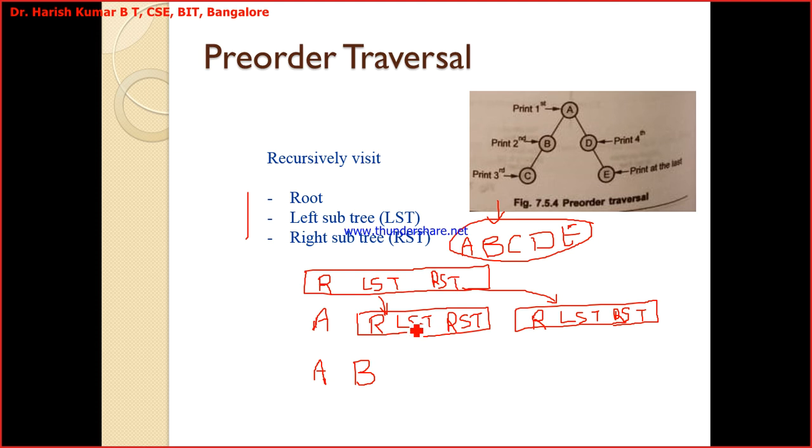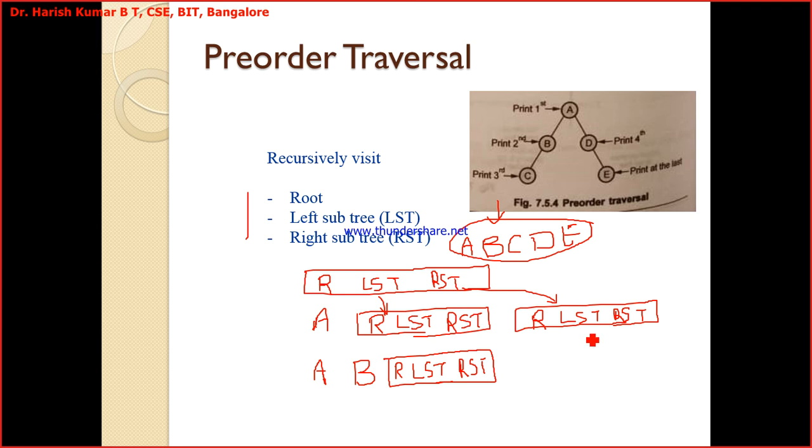Next, I go to find the left subtree and right subtree of B. I'll check whether there is a left subtree of B. Yes, B has got a left subtree. Now I'll expand this LST again. R, LST and RST. And now I check whether there is a right subtree for B. There is no right subtree for B, so I don't go for expanding this. Okay, following?